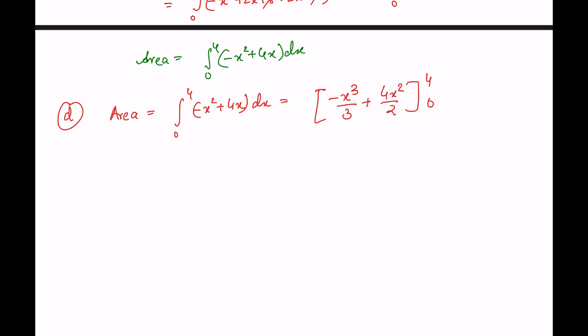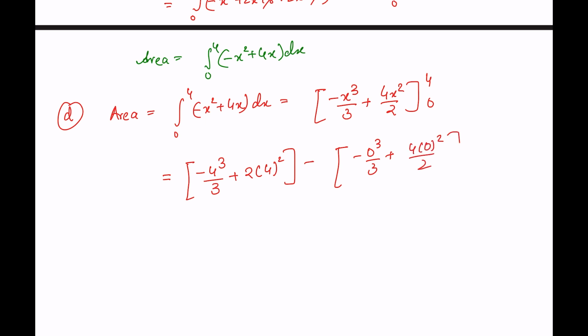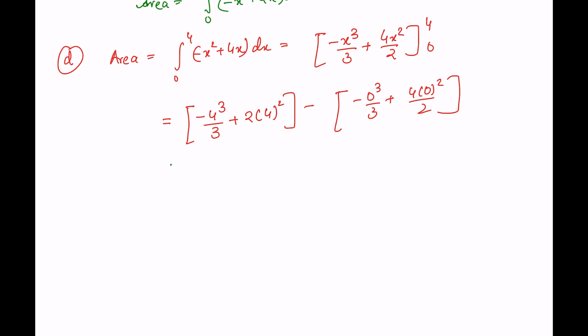Upper limit is 4, lower limit is 0, which gives you, if I plug in the upper limit, minus 4 cubed by 3 plus 4 divided by 2, 2 times 4 squared, minus, if I plug in the lower limit, 0 cubed by 3, 4 times 0 squared by 2. This side will be 0, and this side would be minus 64 by 3 plus 32. Okay, which gives me minus 64 plus 96 by 3, which is 32 over 3. This is the area enclosed between f(x) and g(x).